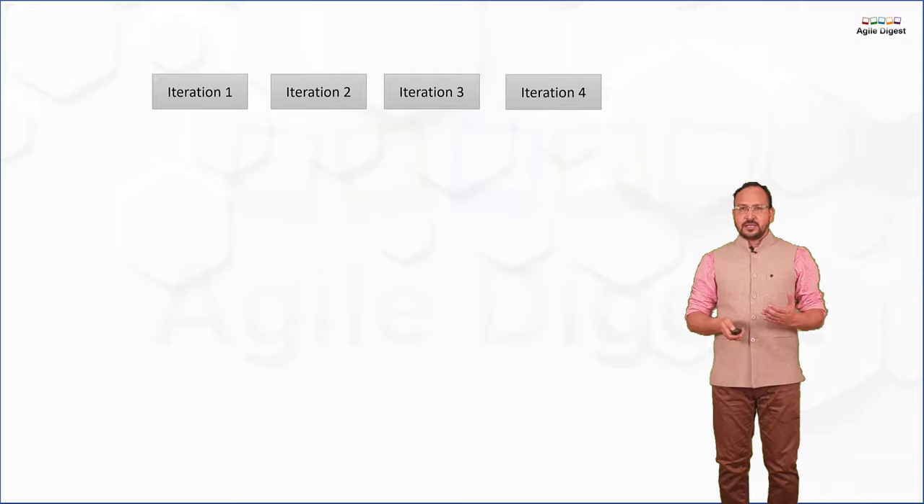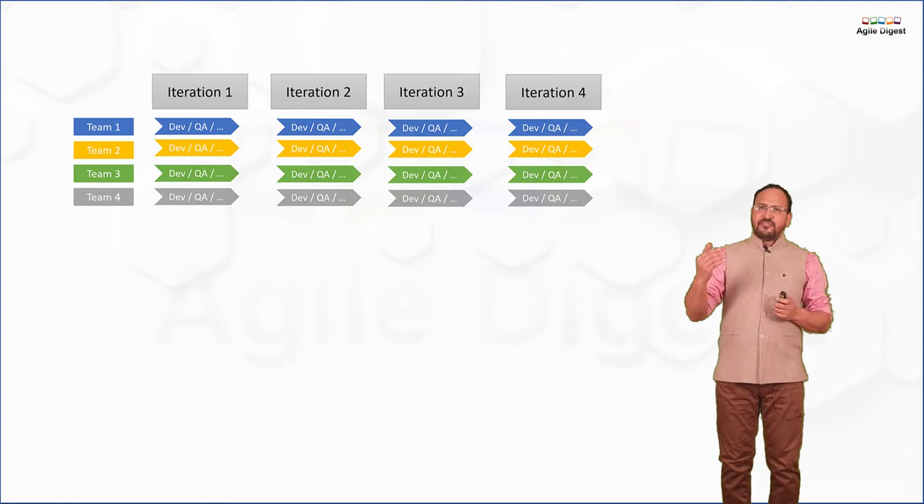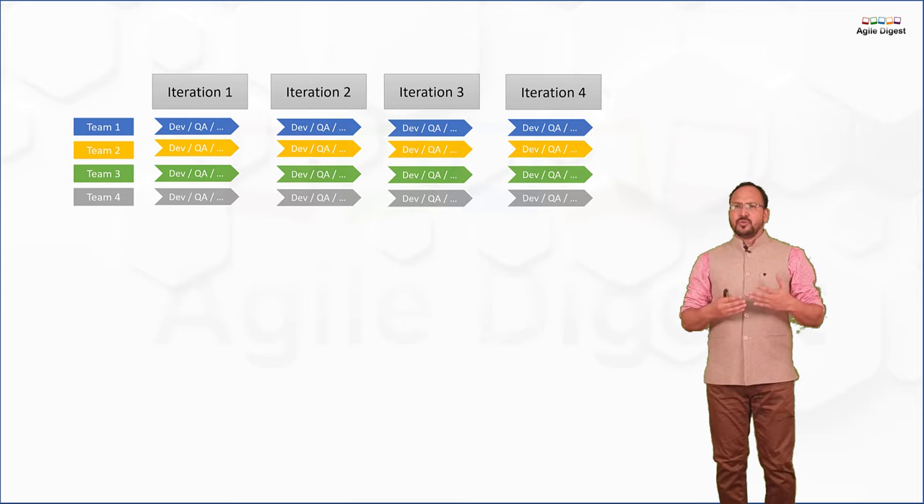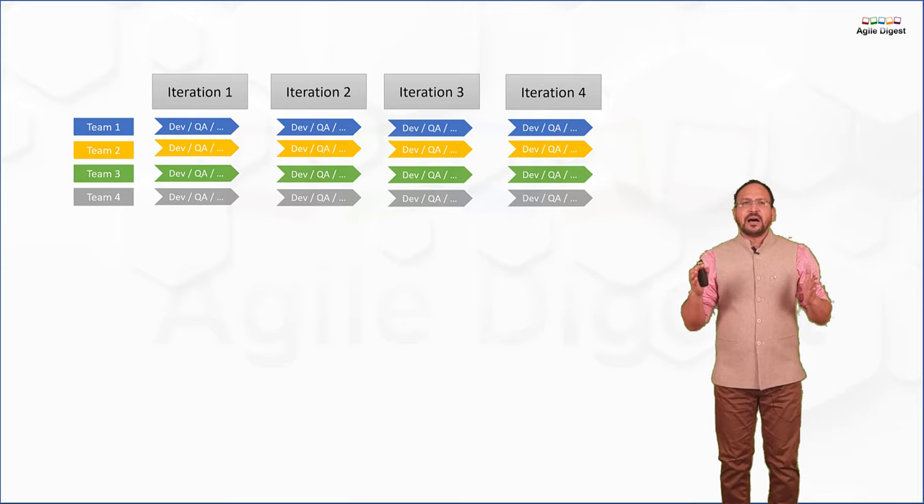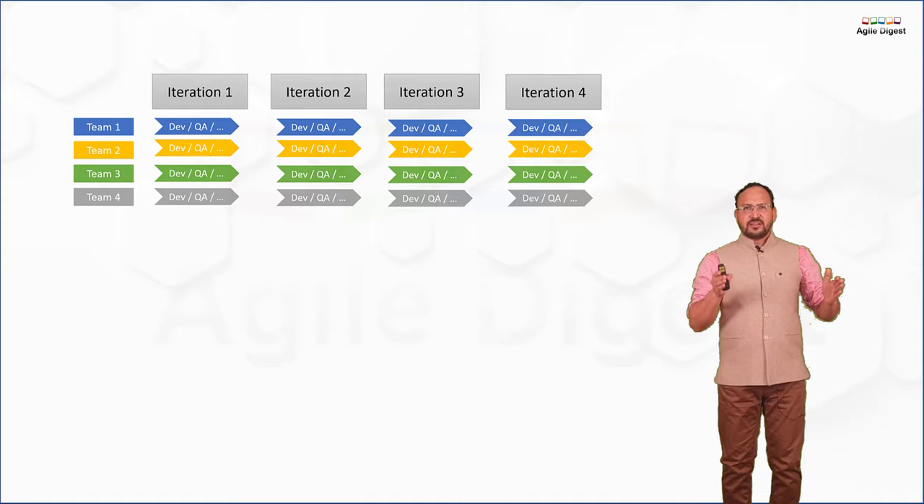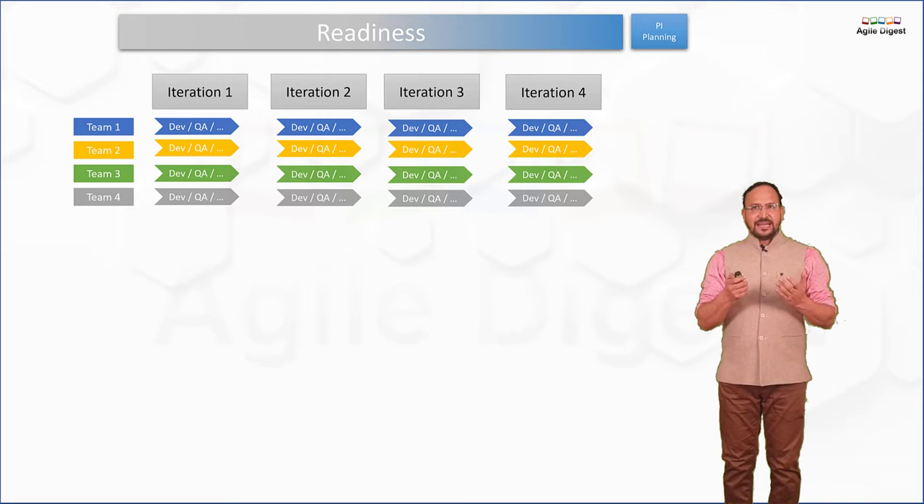So let's try to understand: if we have three or four teams and everyone will be working on four iterations, at every iteration each team will be working on development, testing, reviews, and many other activities. Now, if I'm talking about four teams and four iterations, those all are part of one PI, or one program increment. One program increment has four development or construction iterations, and at the end, we'll have one IP iteration, where we'll be talking about the PI planning. We do some planning for the upcoming PI.